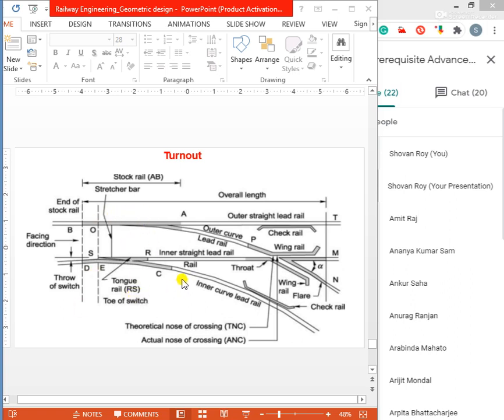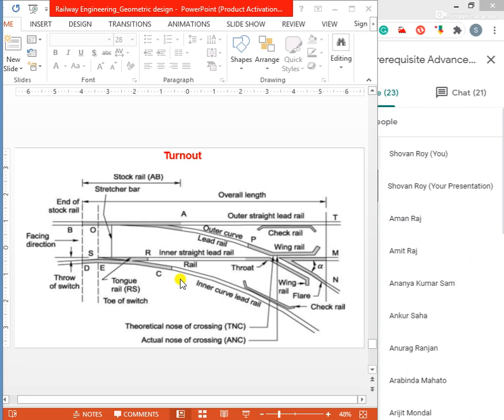Now, therefore, some details of the tongue rail are given. It is a tapered movable rail made of high carbon or manganese steel to withstand wear. So you should know what a tongue rail is. The shape of the tongue rail is important. The position, the place where it is actually placed, is important.